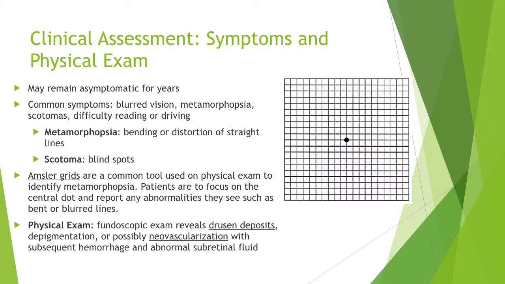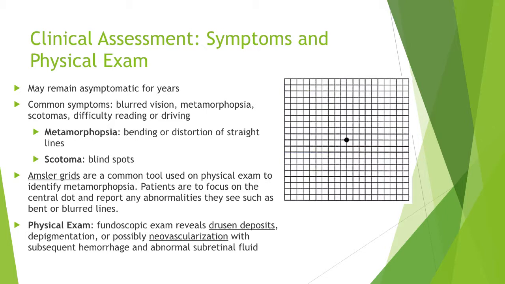I've included a picture of an Amsler grid on this slide. It is a 10 by 10 square that includes 400 boxes. You're to instruct patients to focus on the central dot and report abnormalities seen, such as bent or blurred lines. Other symptoms of macular degeneration may include scotomas, which are blind spots, and they might talk about having difficulty with reading, driving, or other activities of daily living.